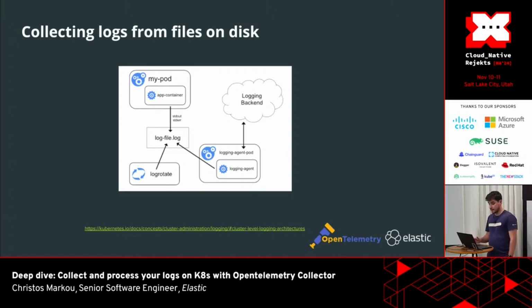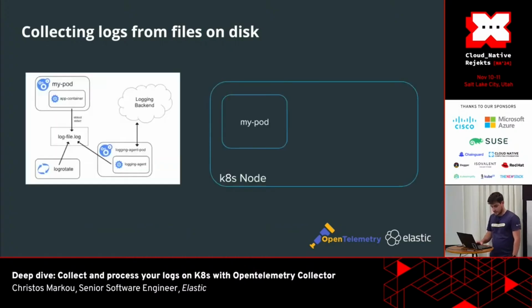This means that if we have a collector or an agent with access to this specific file, we can start watching this file and collecting the logs from it. We can further process them and send them to a logging backend to store them permanently. So that's exactly what we're doing with the OpenTelemetry Collector.